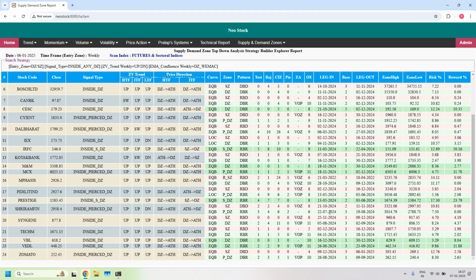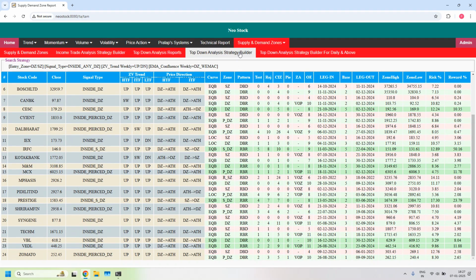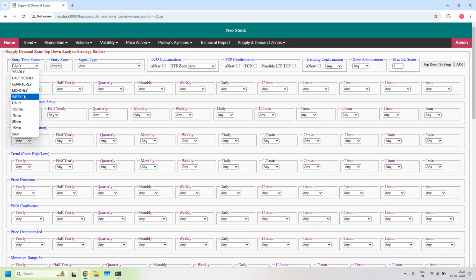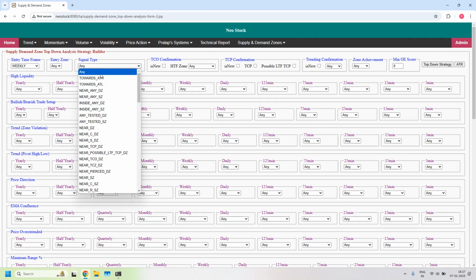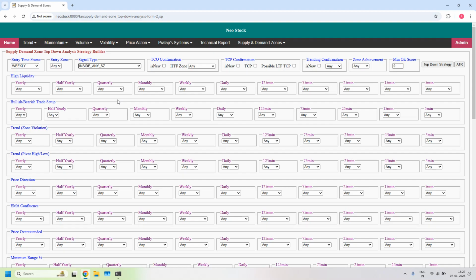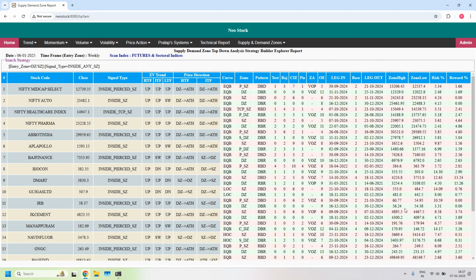Okay, next weekly time frame. Price closed inside any weekly supply zone. Any means it could be high liquidity, it could be normal, or even it could be pierced zones. That is what the meaning. Let's filter. First 15 stocks in the list.